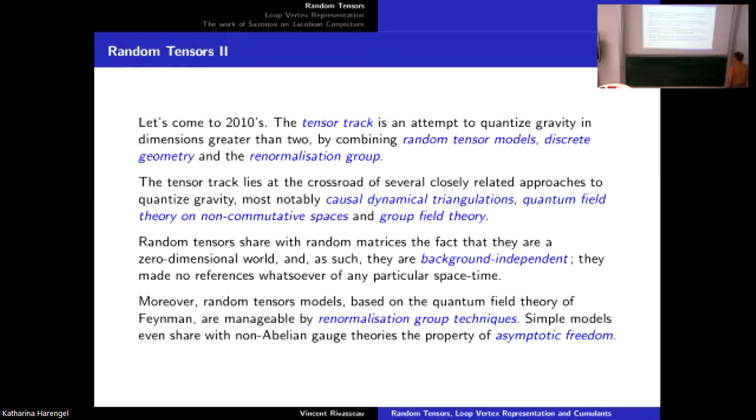Random tensors share with random matrices the fact that they are a zero-dimensional form, and as such, they are background independent. They make no reference whatsoever to any particular space-time. Moreover, random tensor models, based on the quantum field theory of Feynman, are manageable by renormalization group techniques suitably extended. Simple models even share with non-abelian gauge theories the property of asymptotic freedom.